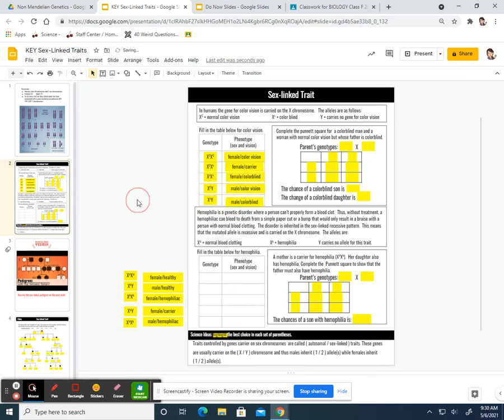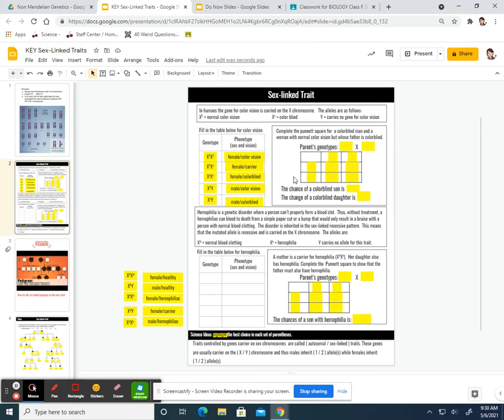So I just want you to notice that females would need to inherit 2 of the recessive alleles to be colorblind, and males, since we are talking about a sex-linked trait only on the X chromosome, would need to inherit just 1 allele. When we're looking at our Punnett square here, let's try this problem.